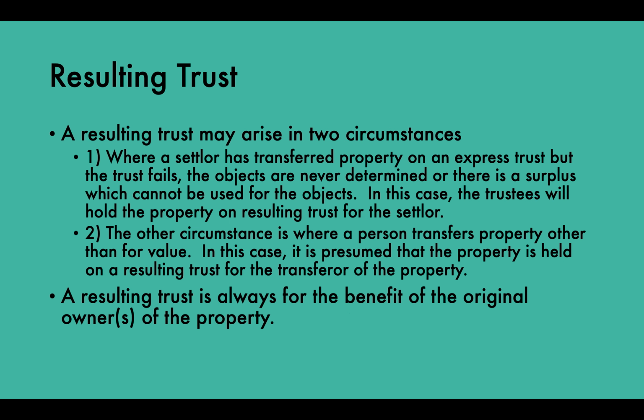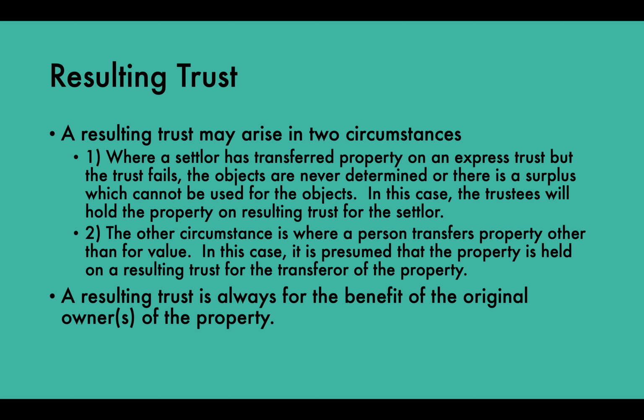And then we also have resulting trusts. Resulting trusts are implied by the courts too. They are not created intentionally by the settlor. A resulting trust may arise in two circumstances. Number one, where a settlor has transferred property on an express trust, but the trust fails. The objects are never determined, or there is a surplus which cannot be used for the objects. In this case, the trustee will hold the property on resulting trust for the settlor.